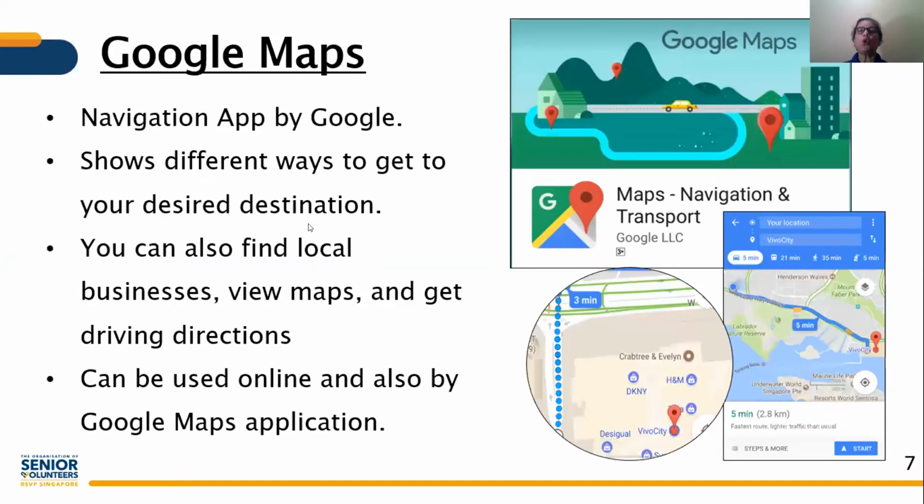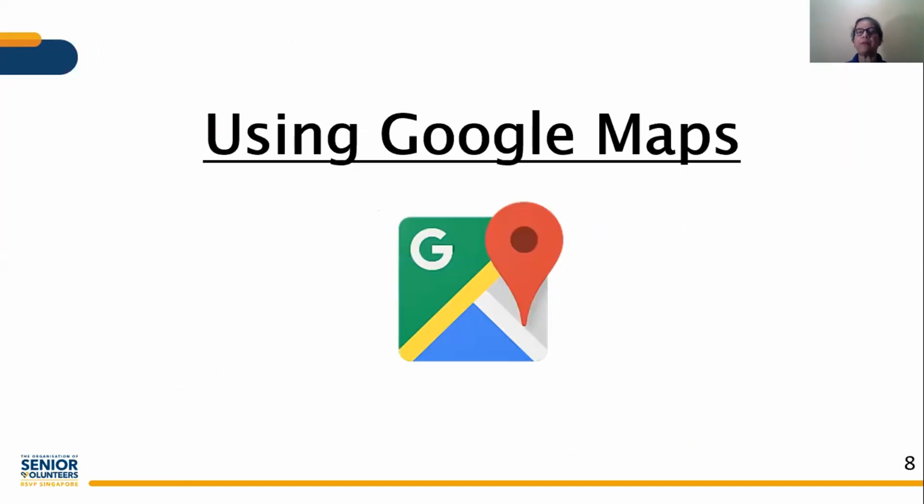Now, Google Maps, what is Google Maps all about? This is our first app that you are going to learn about. It is a navigation app by Google. It shows different ways to get to your desired destination. You can also find businesses, view maps, and get driving directions if you want to. It can be used both online and also offline, and that's the wonderful part about it. So let's look at Google Maps now. How do you use Google Maps?